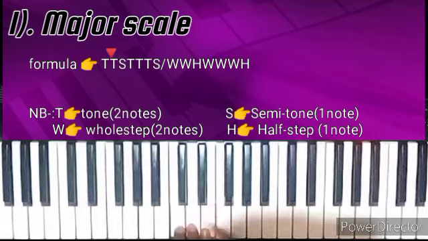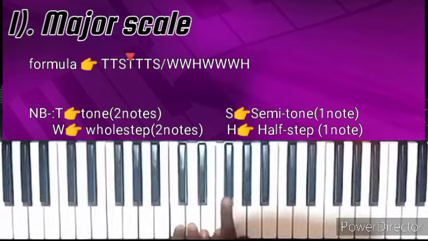So the next in the formula is semitone. Semitone means what? 1 note. So add 1 note. That's F. We've gotten 4 notes or 4 degrees of the scale, okay? You can call it four notes or 4 degrees.